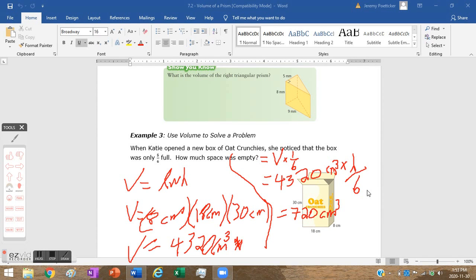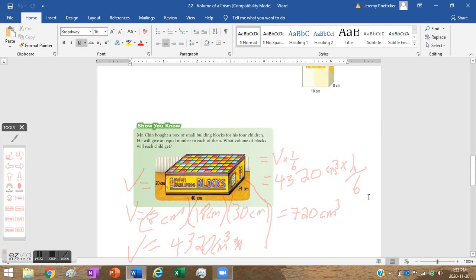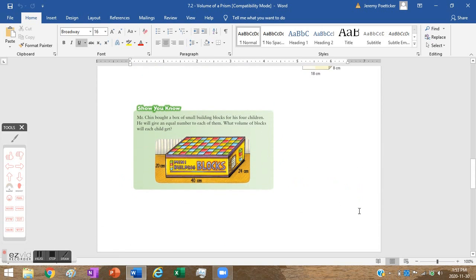Right, moving along. Mr. Chin bought a box of small building blocks for his 4 children. He gave an equal number of them to each of them. What volume of blocks will each child get? It would appear Mr. Chin is a math teacher because everybody else would not be concerned with the volume of blocks their kids are getting. However, maybe even a math teacher doesn't care terribly much if they're getting exactly the same amount. But we do have a question to do here.